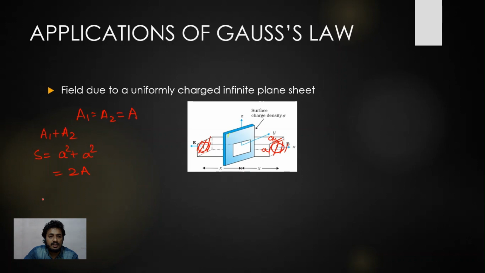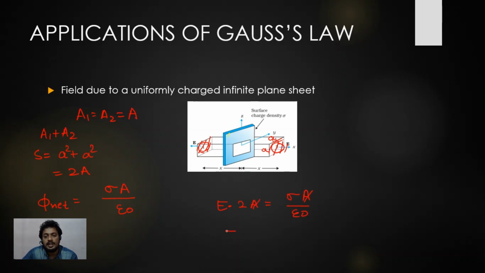Now, what will be the net flux? So net flux will be equal to Q enclosed by epsilon. Here it will be sigma into A, which will be Q enclosed, divided by epsilon. And you know that it will be equal to E into net area. So the net area here is 2A, which is equal to sigma A by epsilon.